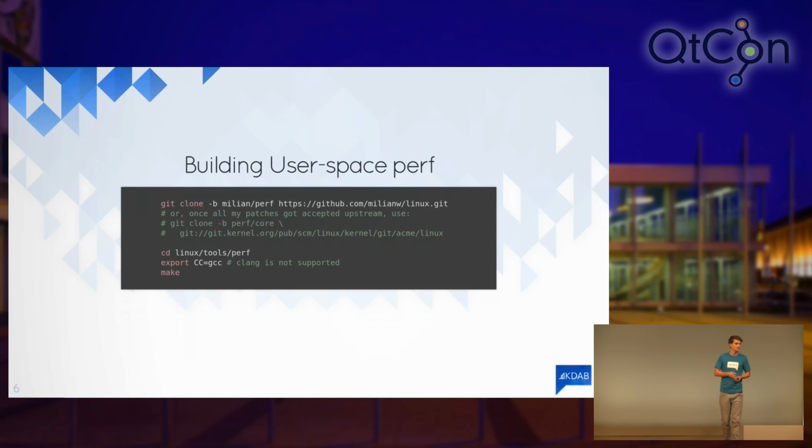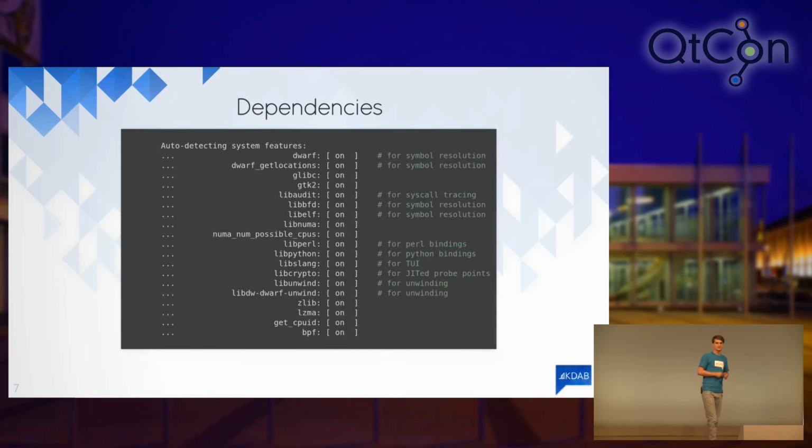Most of the time you simply go to your Linux checkout, enter the tools/perf subdirectory and run make in there. Do make sure, don't set CC to clang. It will fail to compile and you will wonder what's going on. Simply export CC to gcc and it will work. Just run make and you get a binary called perf in your current directory and you can run that as is, as a drop-in replacement for the one you get from distribution. It's really, really trivial. What's not so trivial is getting all the dependencies.